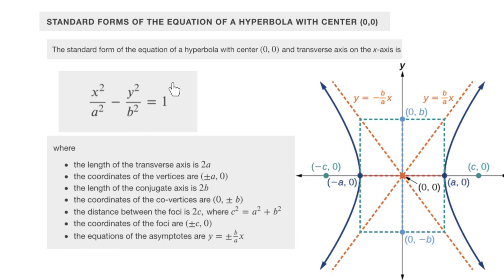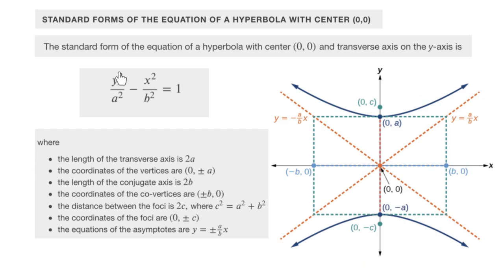This is the standard form of the equation of a hyperbola with center at (0, 0). Starting with a positive x squared minus y squared, the shape opens left and right, and that means the transverse axis is on the x-axis. If the equation starts with a positive y squared minus x squared, then the transverse axis is on the y-axis, and this is the shape of the hyperbola.